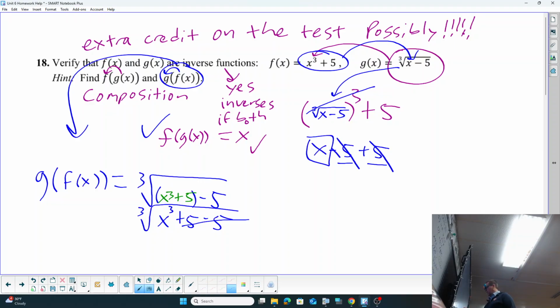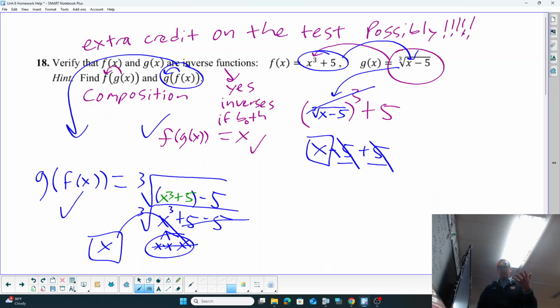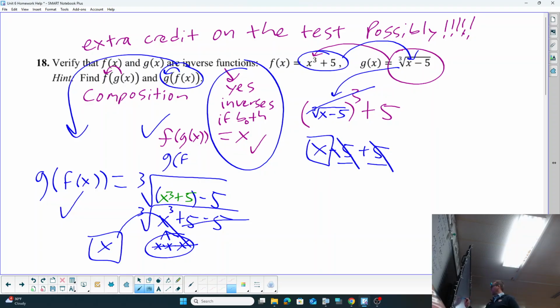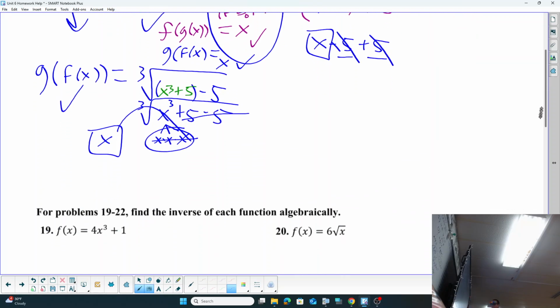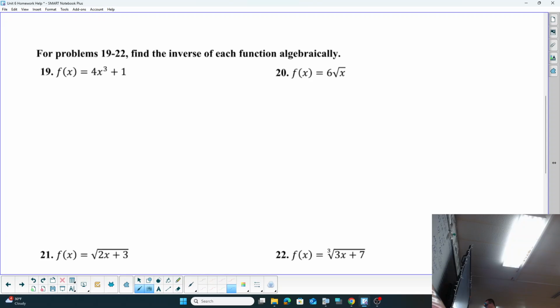And then this cube root and the third power can be written on the outside. You could just say there's 3 of them, x times x times x, and that's triplets, so one of them comes out. It also works. So our answer is both of them equal x. Yes, it's an inverse, because g of f of x also equals x. So yes, they're inverses.